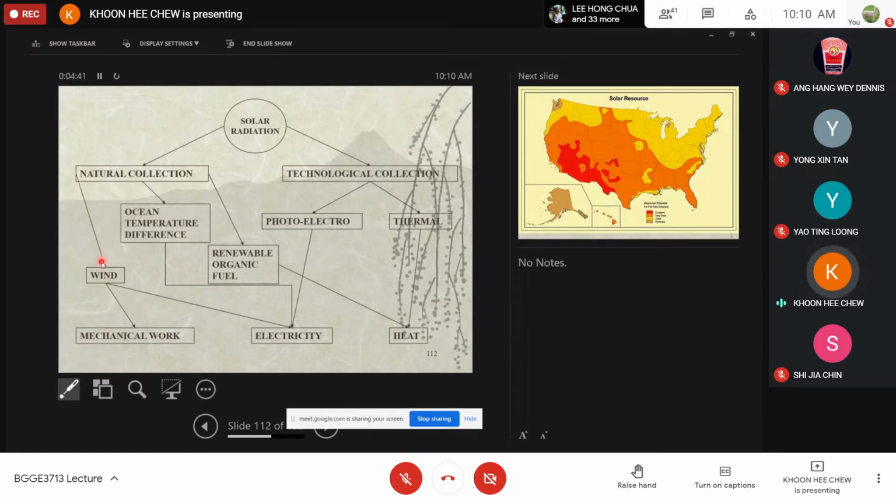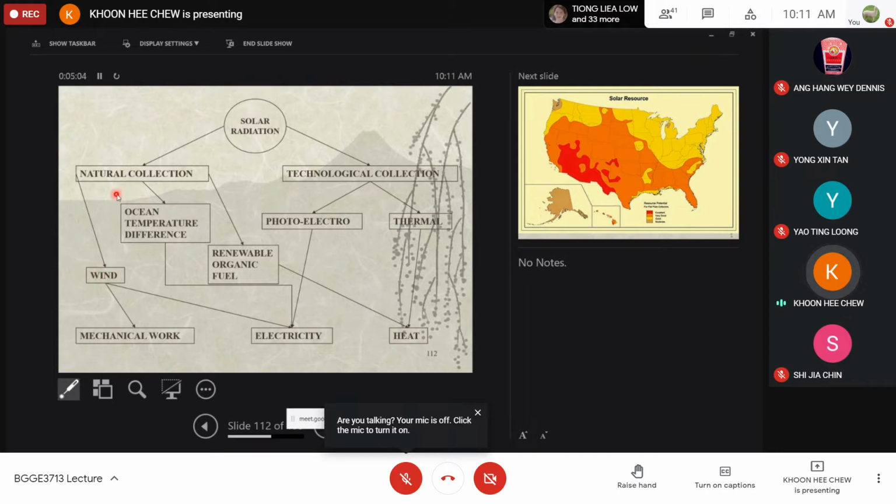And also the wind. When the sun causes different temperatures in the atmosphere, it causes different pressure in the air. And when there is a different pressure, the winds will happen. Winds will blow from the high pressure place to low pressure place, and we can use this wind to do mechanical work or to generate electricity. Have you heard about wind power? That is where we have a big turbine that we can use to generate electricity.